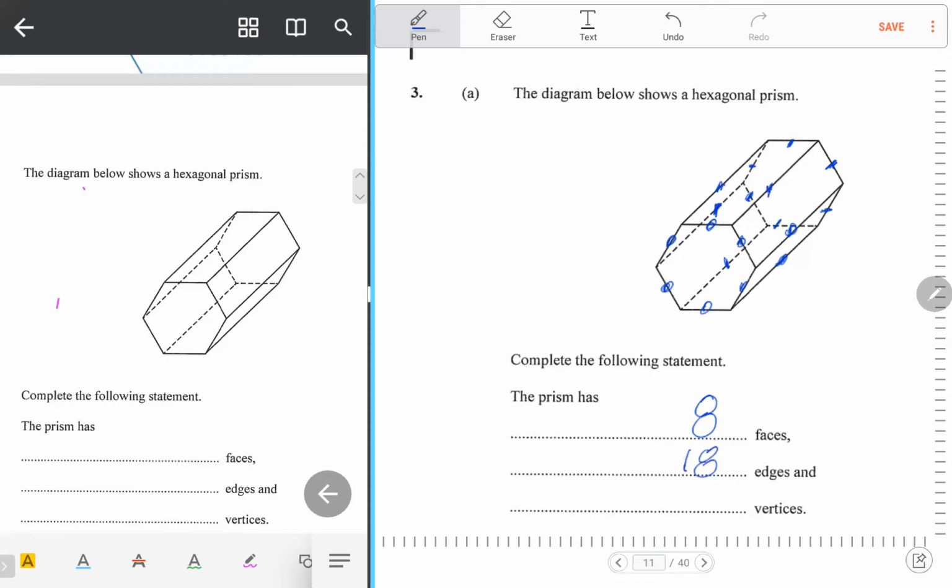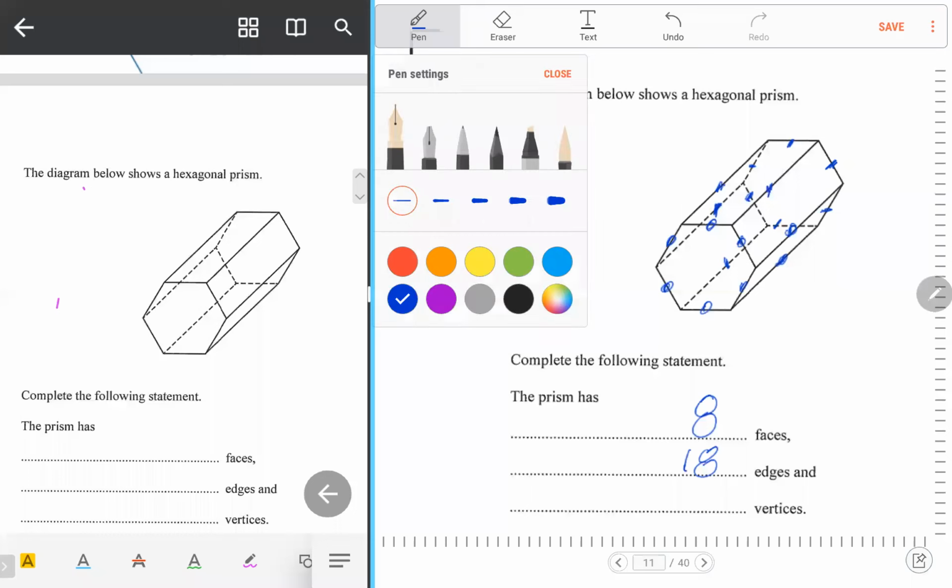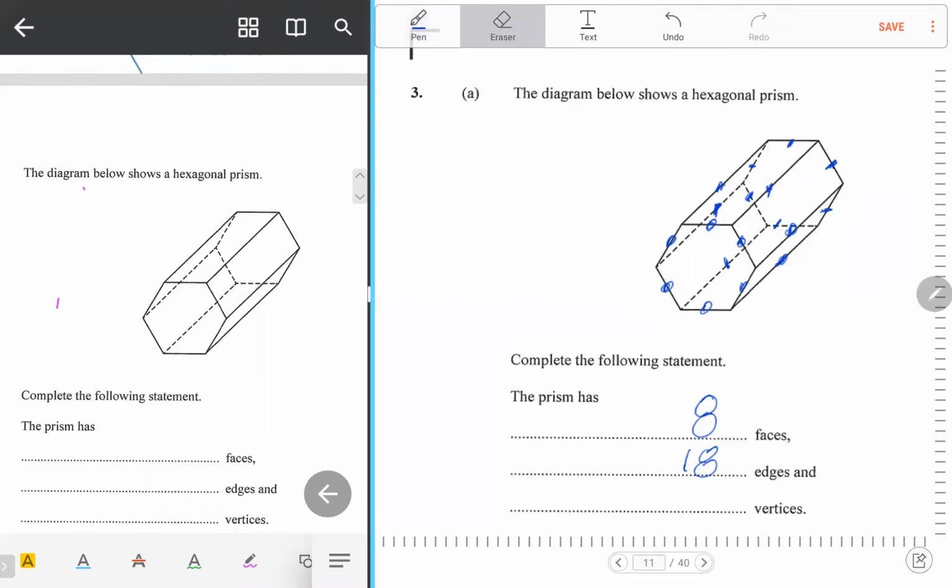And then the vertices now are the points where the edges meet. 3 edges meet at a vertex. Right? So just count them. Just mark them. This is 1, 2, 3, 4, 5, 6, 7, 8, 9, 10, 11, 12. 12. Good? Yes. And easy.